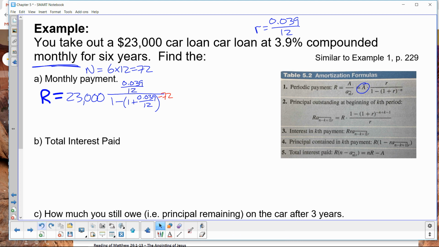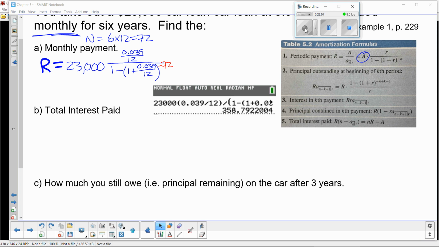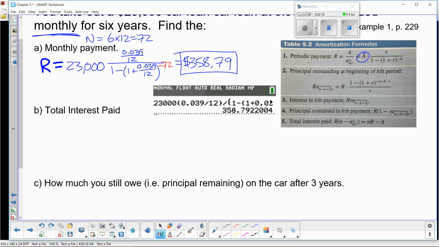And let's go to our calculator. I can't show it to you on this screen, but we're going to go on the calculator and compute that number. That is going to equal $358.79. That's your monthly car payment.